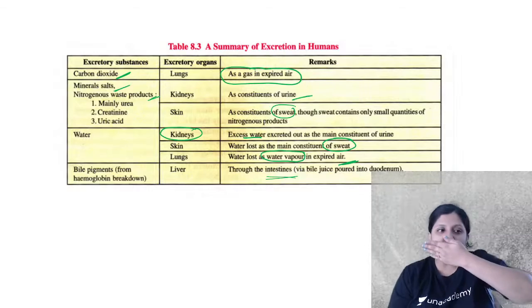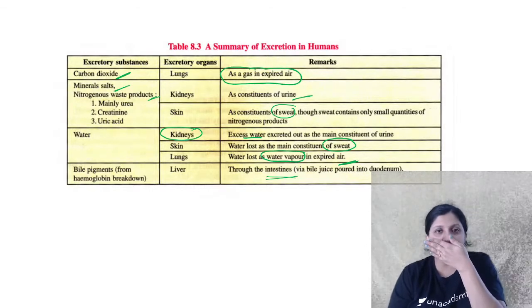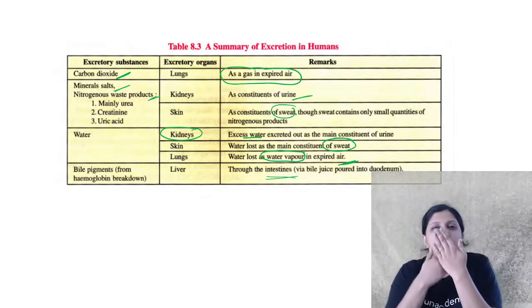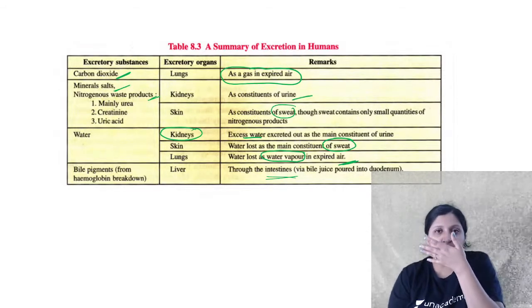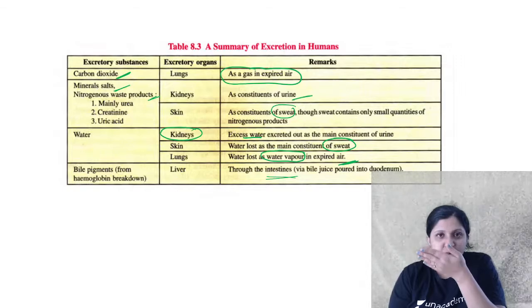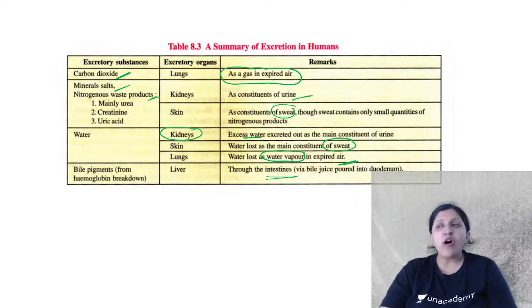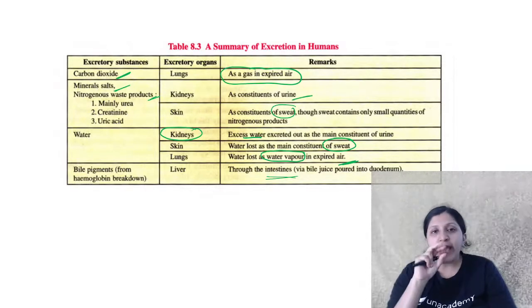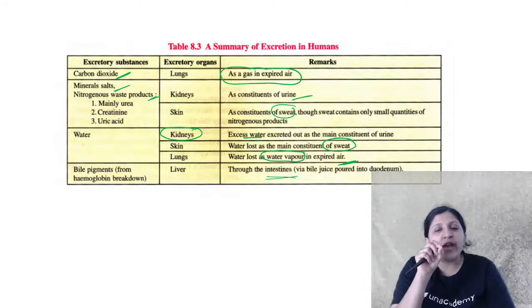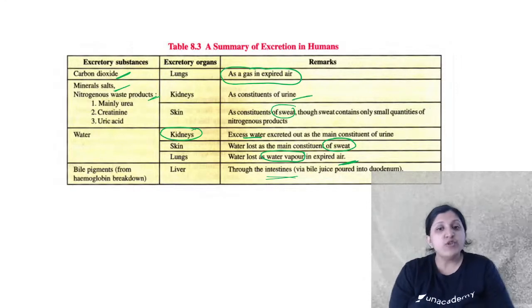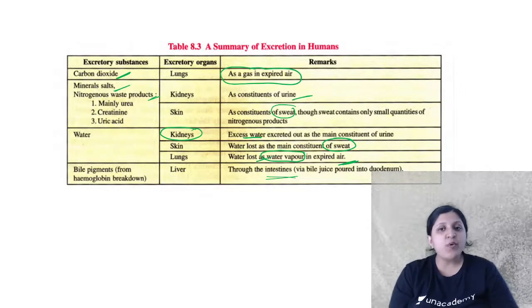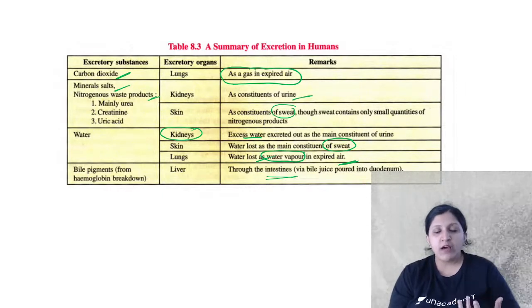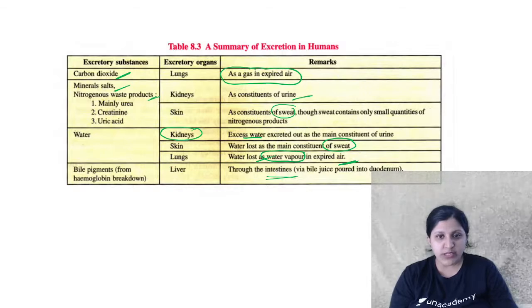Through the lungs also, you can just hold your hand in front and you can feel some amount of moisture, or a vapor that has been released. Or maybe you can blow air on a glass and you will find small water droplets, which proves that the lung is also losing some amount of water in the form of water vapor. So that is the lung.